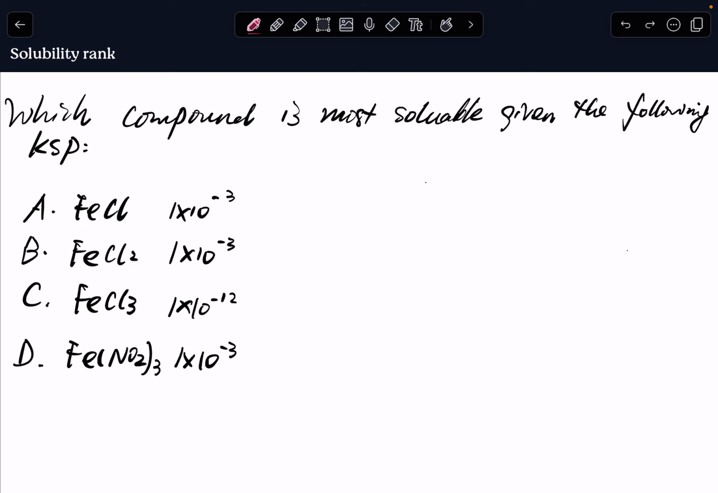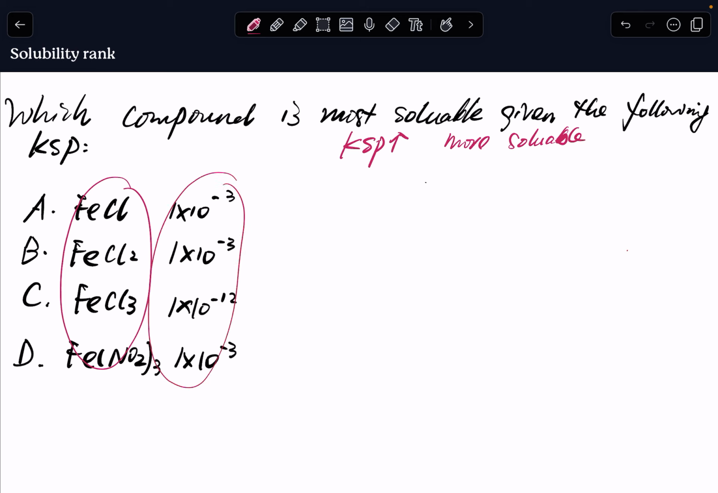So Ksp is the equilibrium constant for an ionic solid dissociating into ions in water, right? If we have the same number of moles dissociated, then the higher the Ksp, the more soluble, because more ions are dissociated. But this is not the case for our question, because all these compounds dissociate into different numbers of ions. So you can't just pick the biggest number and say that one is most soluble.